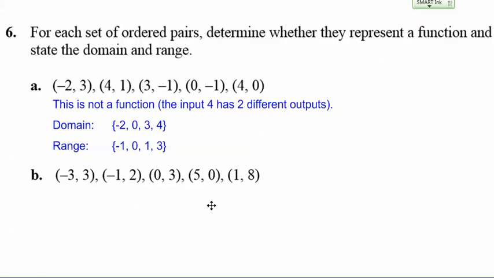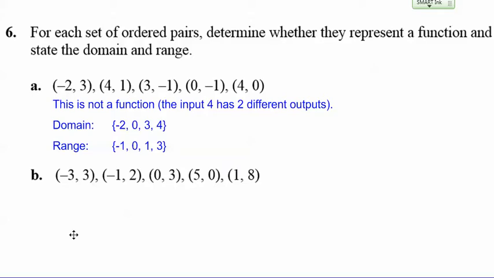So usually when we're listing the domain and range, we go from least to greatest. So the domain is our inputs. I see -2, 0, 3, and 4. We don't need to list 4 more than once. And for the range, that's the outputs, the y values. Again, I'm going to list those in order: -1, which I don't need to list more than once, 0, 1, and 3.